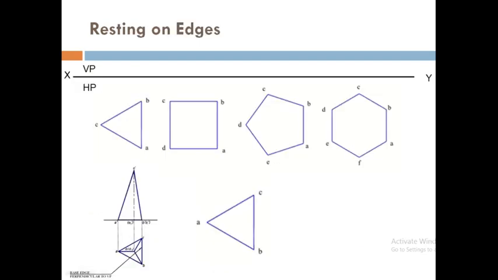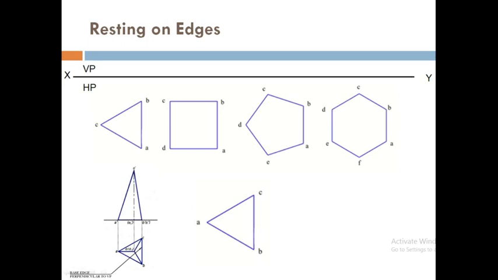Okay, now let us see the initial position for different resting conditions. If any solid, either it may be a pyramid or a prism, is resting on one of its base edges, then that resting edge should be taken perpendicular to XY line. Here you can see, here AB is the resting edge which is taken perpendicular to the XY line. Okay, if it's a square pyramid or a prism, once again the resting edge, I have taken AB as a resting edge for all the problems. The resting edge AB will be perpendicular to XY line.